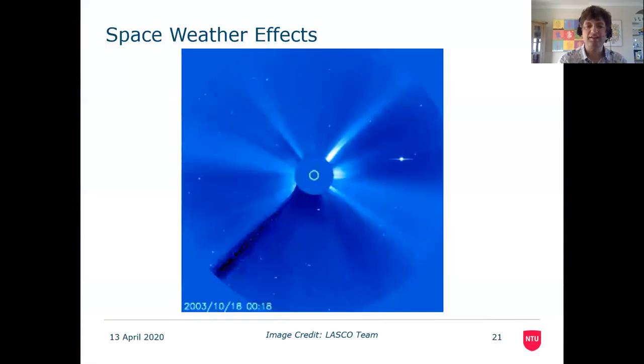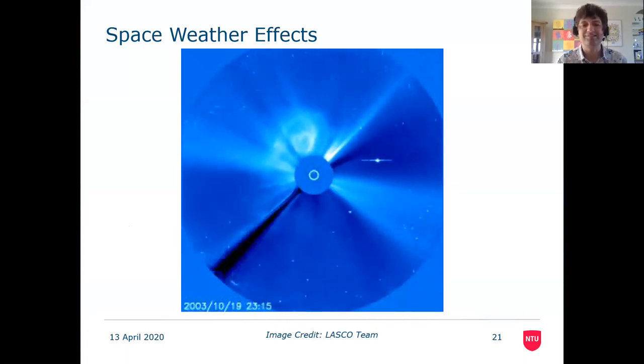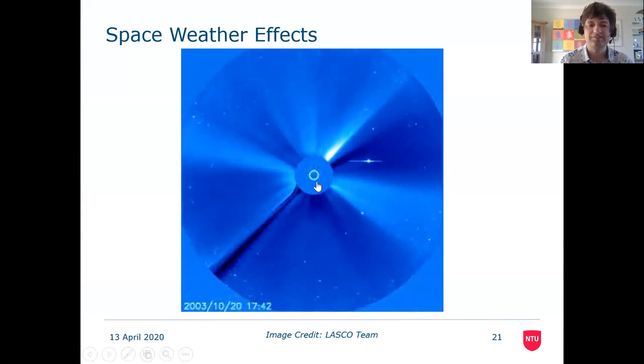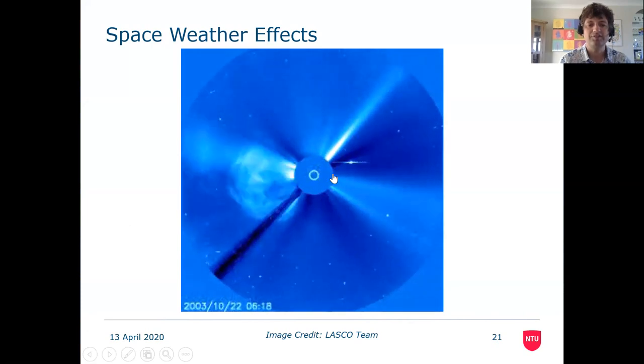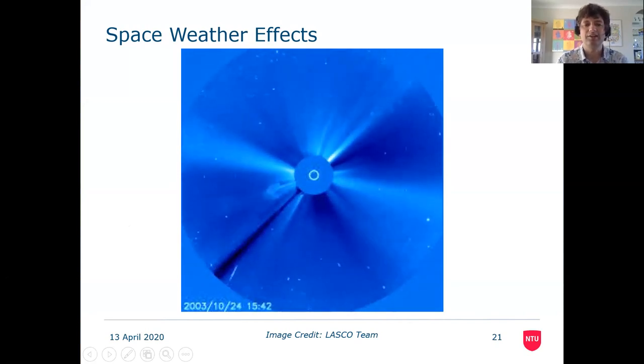These are not the only space weather effects. Let's have a little look at this movie. We've seen this before, but we're going to see this again. This is a coronagraph. We're looking here at the sun, but we're blocking out the sun with this disk here. And this little circle shows us the position of the center of the sun. And we can see the solar wind flowing out into interplanetary space.